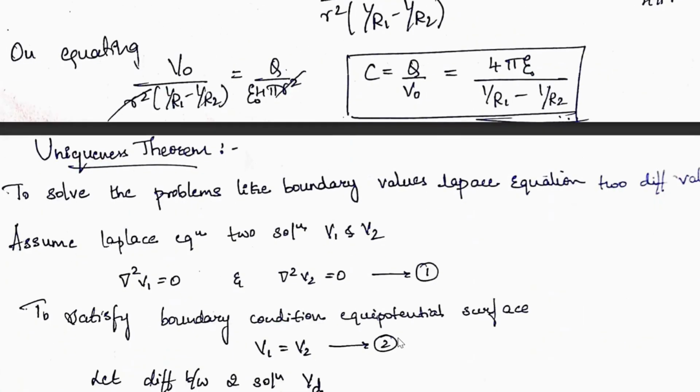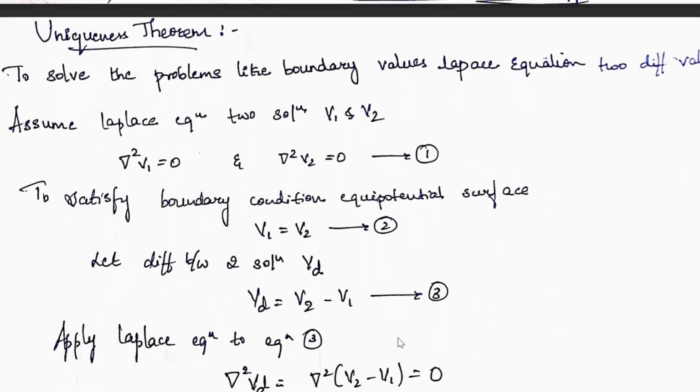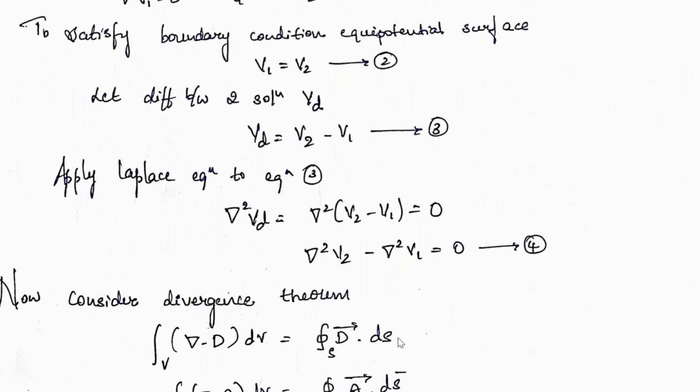Uniqueness theorem. This is used to solve problems like boundary value problems of the Laplace equation with two different solutions. We use this theorem. Assume that there are solutions V1 and V2 of the Laplace equation. That is, we know del square V1 is 0 and del square V2 is 0. To satisfy the boundary condition, on the equipotential surface, we consider V1 is equal to V2. Let the difference between the two solutions be Vd. So Vd is V2 minus V1. Apply the Laplace equation to this equation 3. What does it become? Del square Vd is equal to del square of V2 minus V1, which will be 0. As we know, del square V2 minus del square V1 is equal to 0. It is my fourth equation.